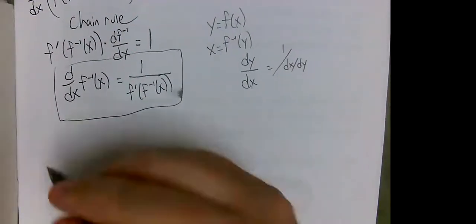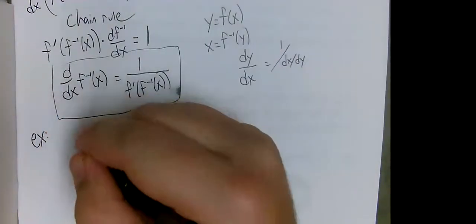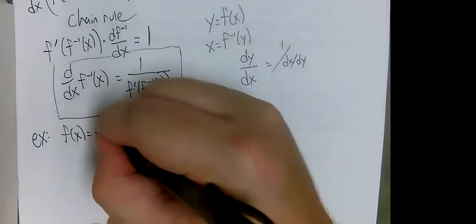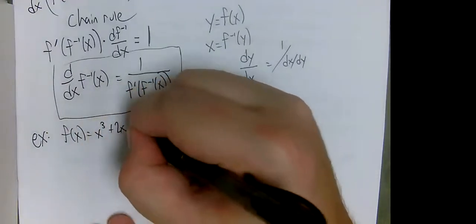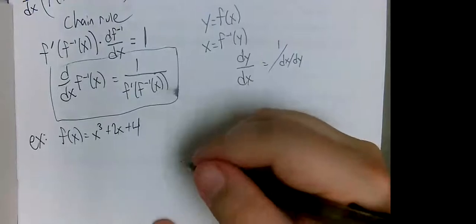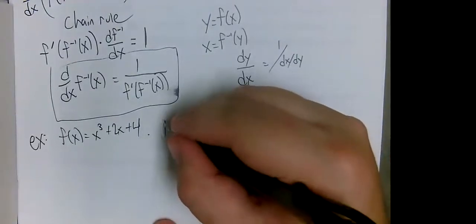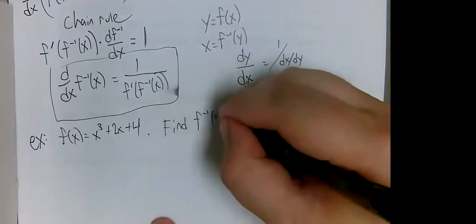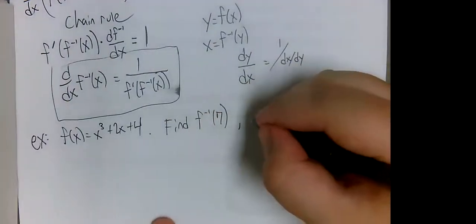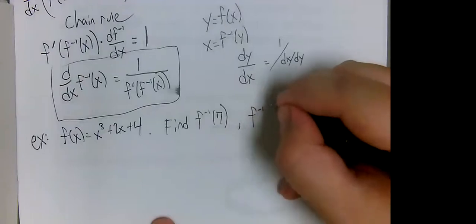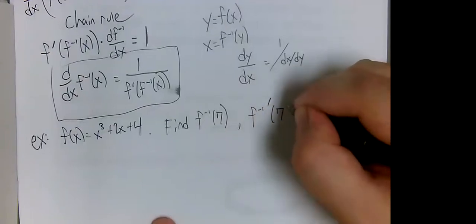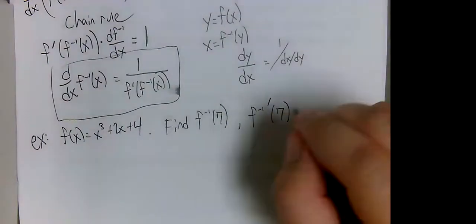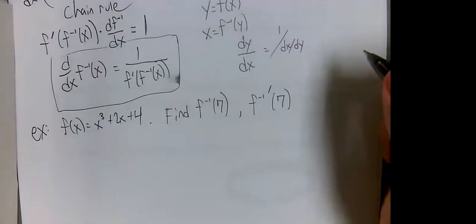All right, let's start off with an example. Let's suppose that f of x is x cubed plus 2x plus 4. So I want to accomplish a few things with this. I want to find f inverse of 7, and then I want to find f inverse prime of 7 as well. So that's my goal for this problem.